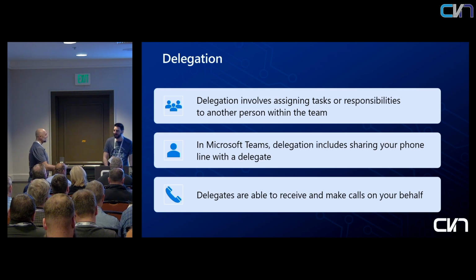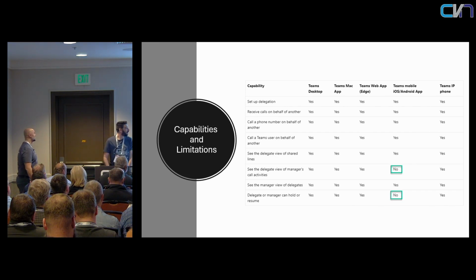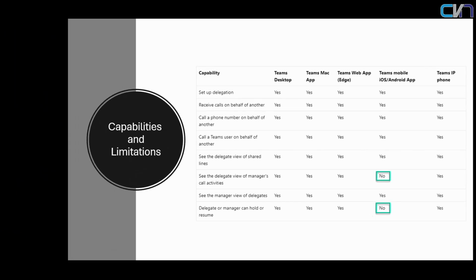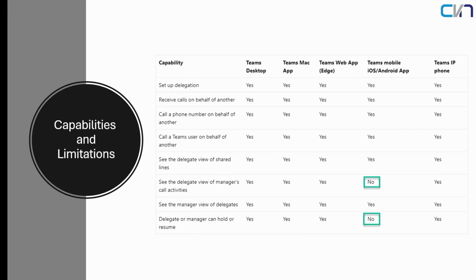Anyways, from a capability and limitation perspective, you can pretty much do everything from the desktop and an actual IP phone, except the limitation is on the mobile device, whether it's iOS or Android, where you can't see the delegate view of the manager's call activities, and a delegate or a manager can't hold or resume a call. You can do everything else from the Teams desktop, whether you're on Mac or Windows, and from an IP phone or web browser. We just wanted to call out these nuances.